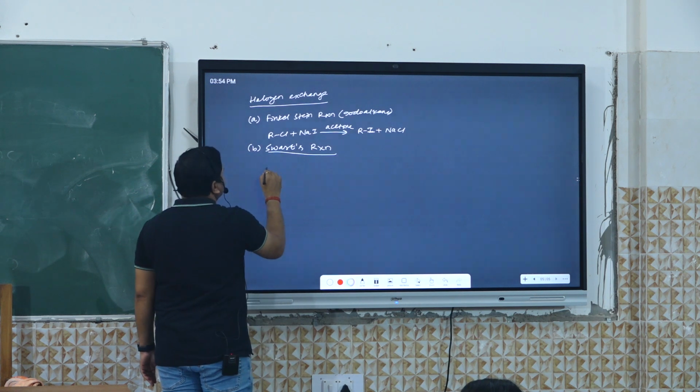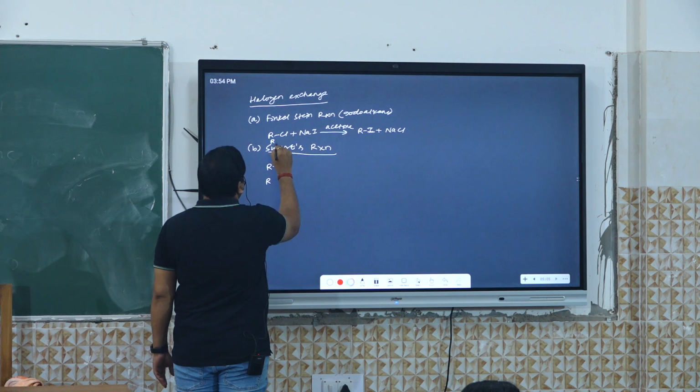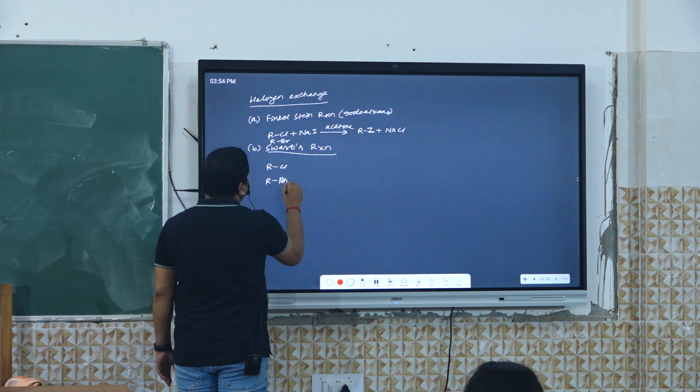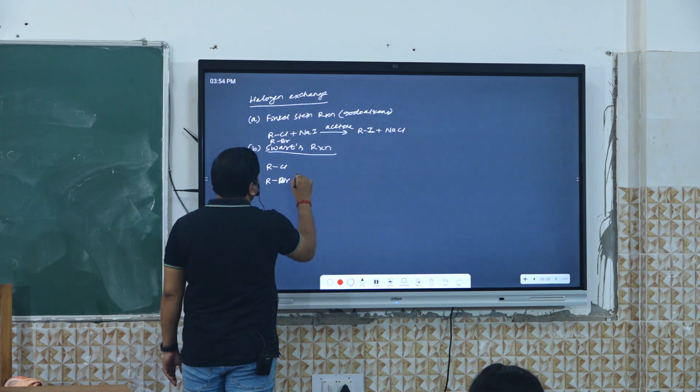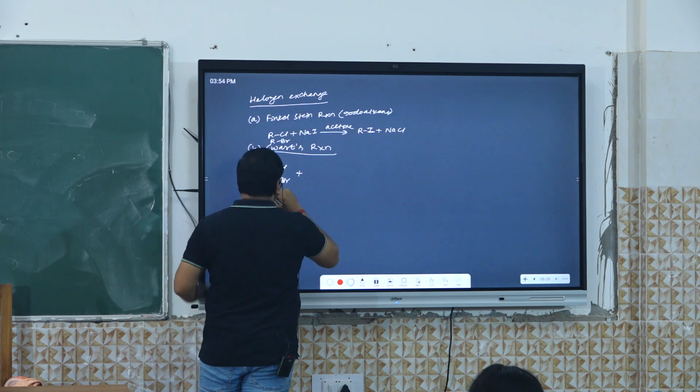So in Schwartz reaction you can take chloro and bromoalkane. In both the cases chloro and bromoalkane can be taken. It reacts with the fluorinating agents. So what are the fluorinating agents?